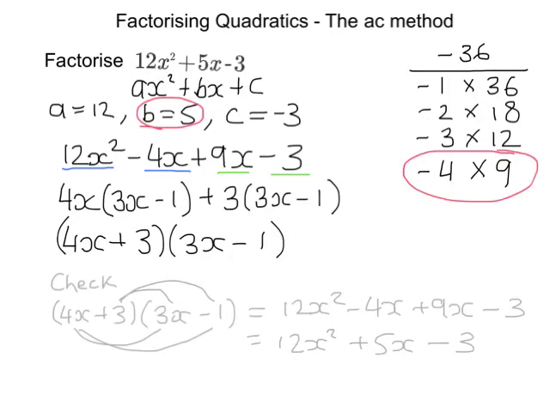What's interesting here is when we expand out our brackets to check, we get 12x squared minus 4x plus 9x minus 3, which is exactly what we got when we used the AC method to split our x term into 12x squared minus 4x plus 9x minus 3, just here.